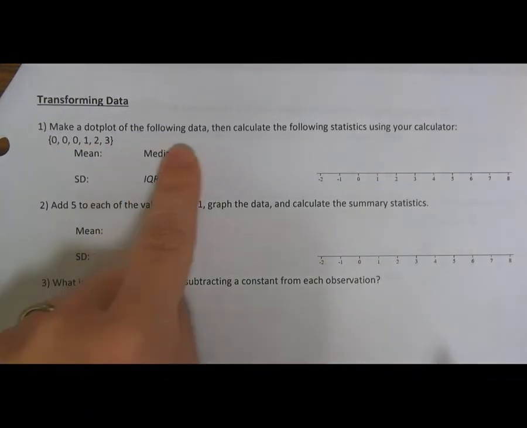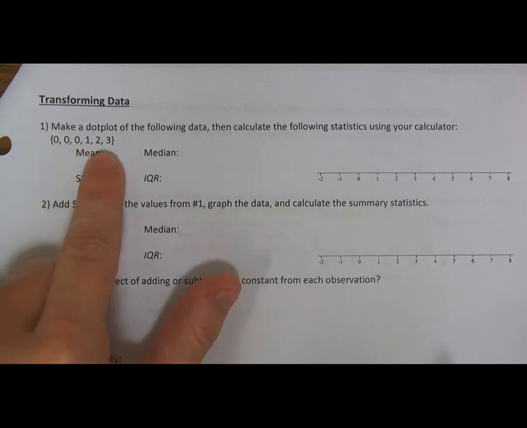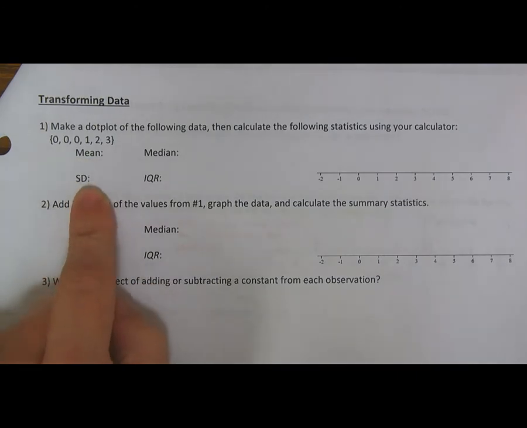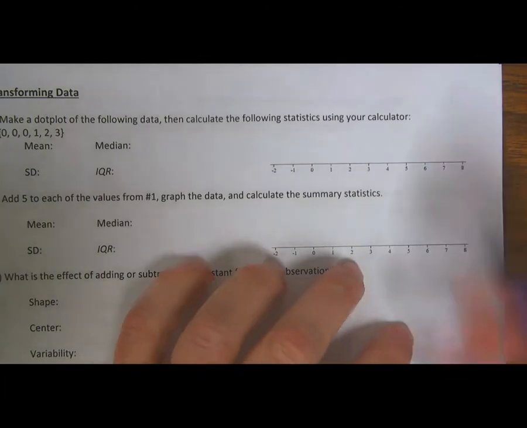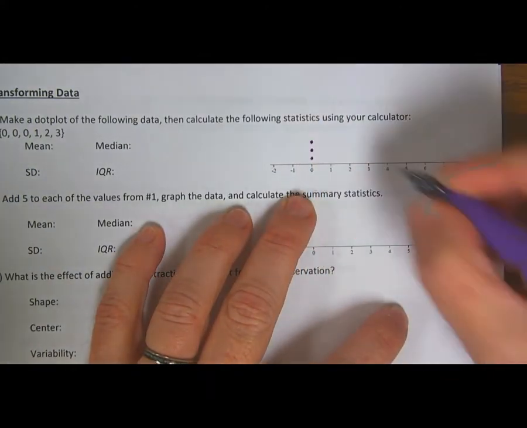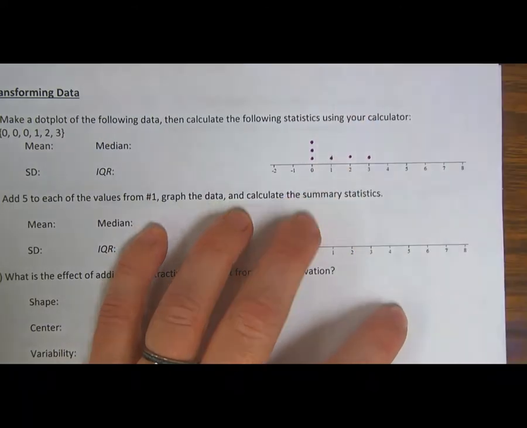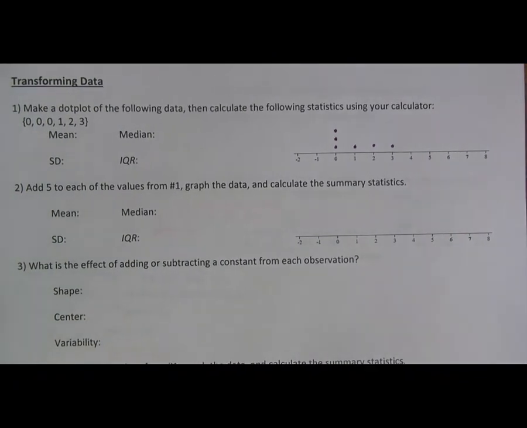It says make a dot plot of the following data: 0, 0, 0, 1, 2, 3. Then we're going to put those in the calculator and find the average, the standard deviation, the median, and the IQR. So with that little axis off to the side, let's make a dot plot: 0, 0, 0, 1, 2, 3. What shape does this distribution have? Skewed right. Okay, keep that in mind.